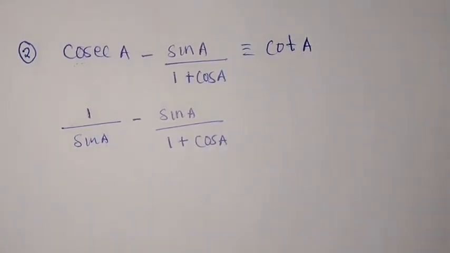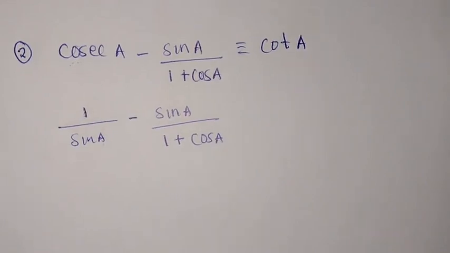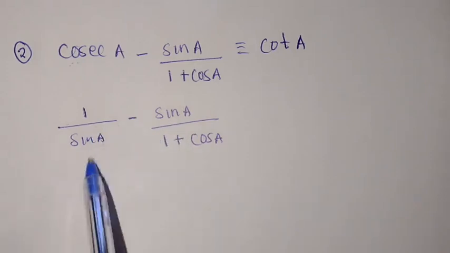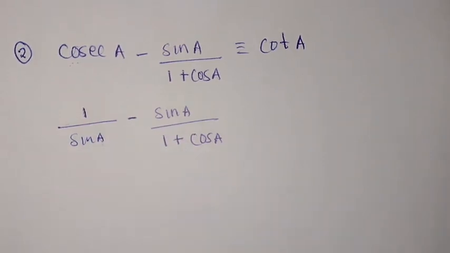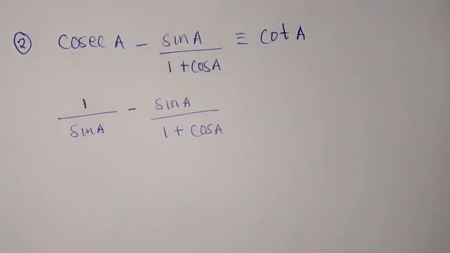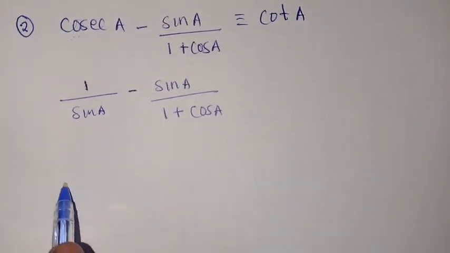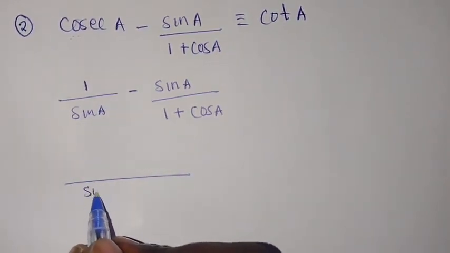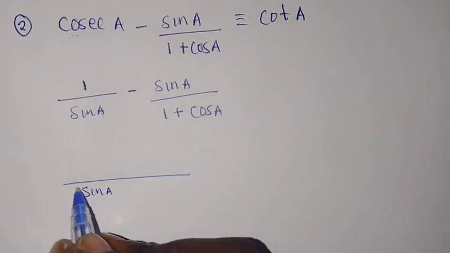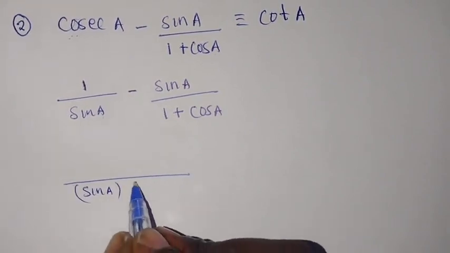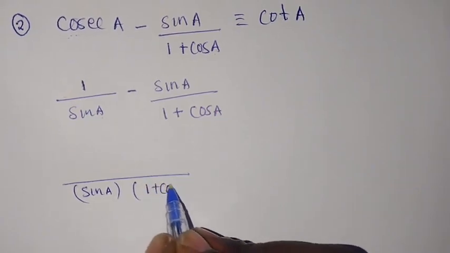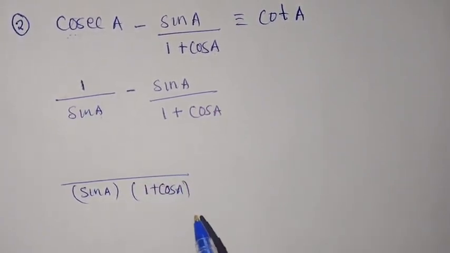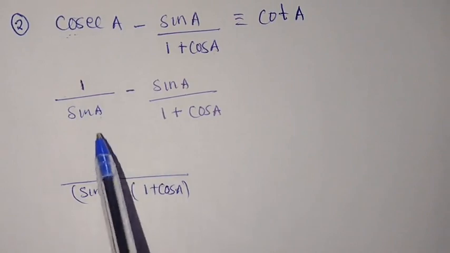So now, what are we going to do? From here, we can make this a single fraction. We can make it a single fraction by doing this. We are going to take sine A as our common denominator. We even take 1 plus cos A. Once we do this, we start dividing.